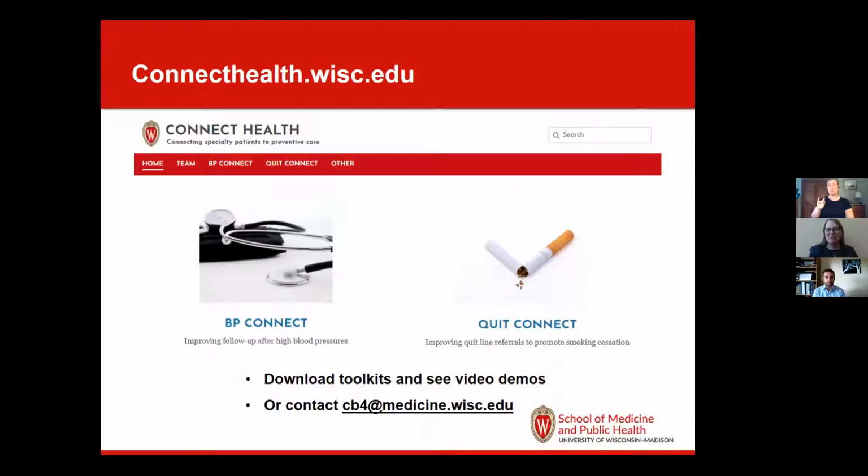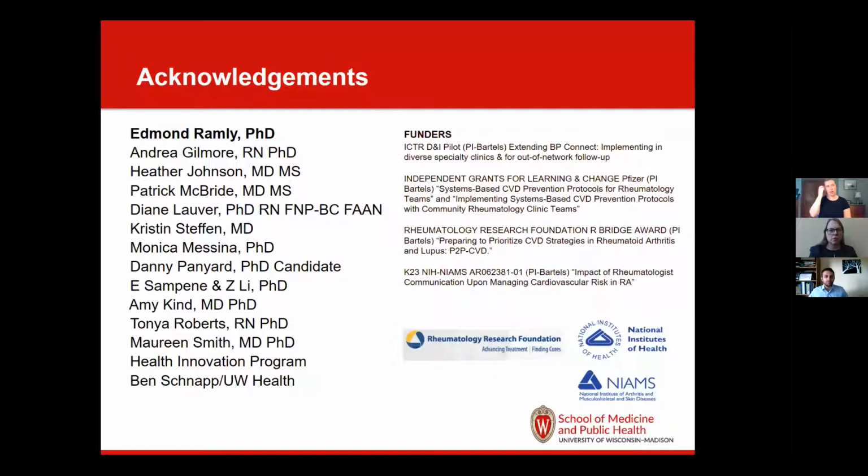But the other nice thing that we can report here is that using that same check, advise, connect model, and also using the same four core implementation strategies, we were also able to implement this across a tobacco cessation protocol using the same tools. And again, you can check out some videos and some toolkits at this website, which also has our audit feedback information if you're interested in that.